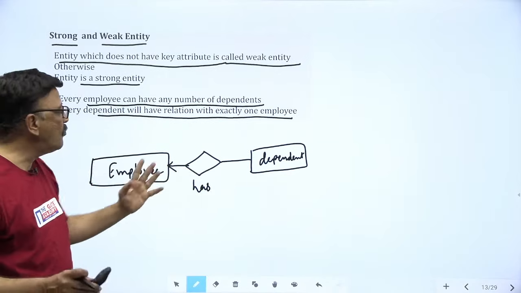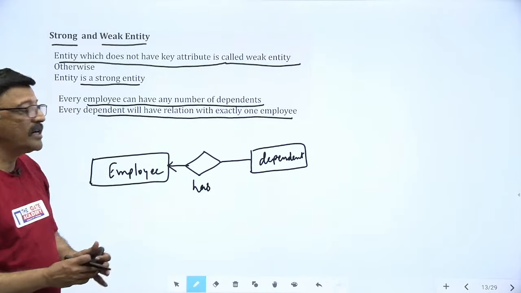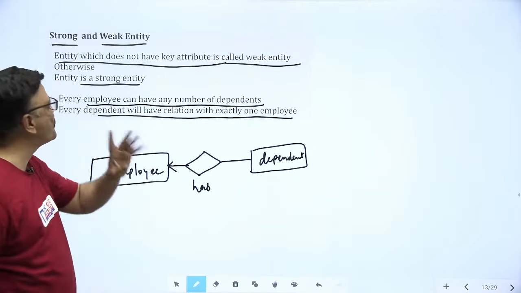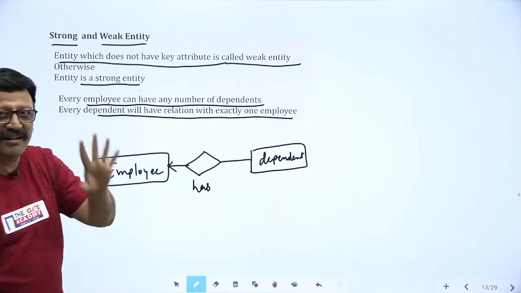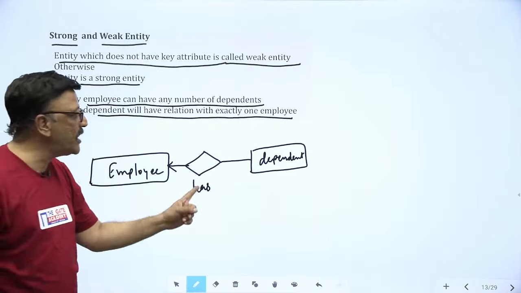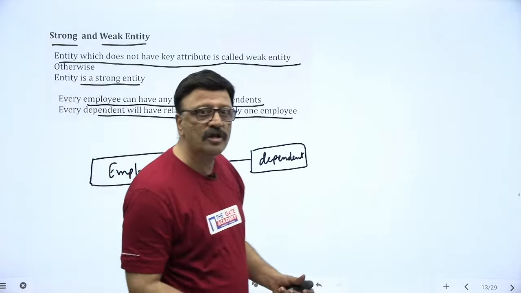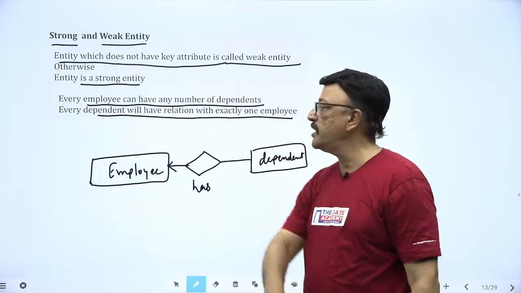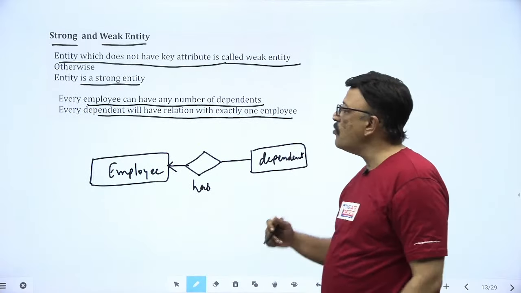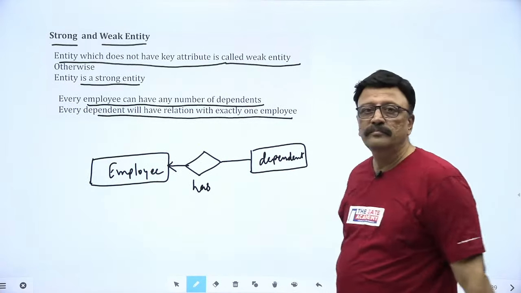All right. And what about total and partial participation? I am still not coming to strong and weak entity. Wait a minute, we'll come to that point. But let's understand the problem in terms of ER model first of all, and then go to strong and weak entity. Okay. What about partial and total participation?